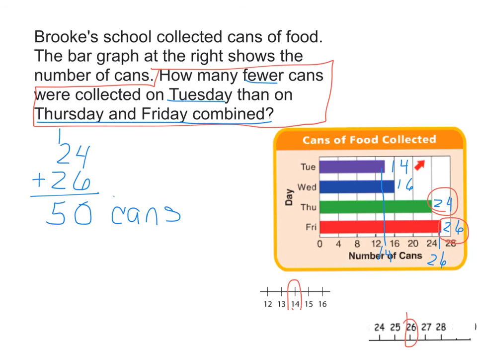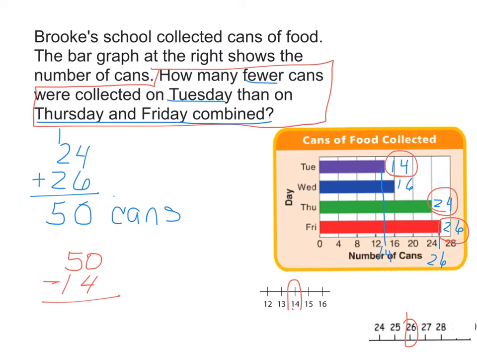So how many cans were collected on Tuesday? 14. Remember, when we compare, we subtract. So we would simply do 50 cans from Thursday and Friday combined minus what was collected on Tuesday, which was 14. As always, we start with the ones column. 0 minus 4, well, we know we would have to regroup. We can't take away 4 from 0.